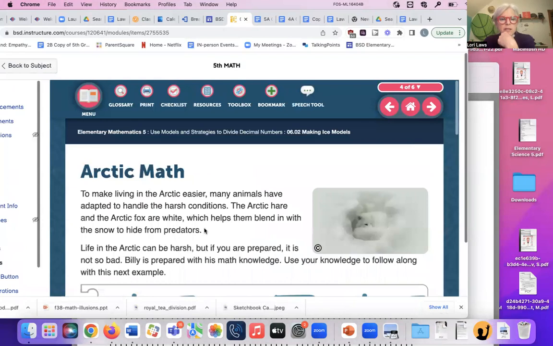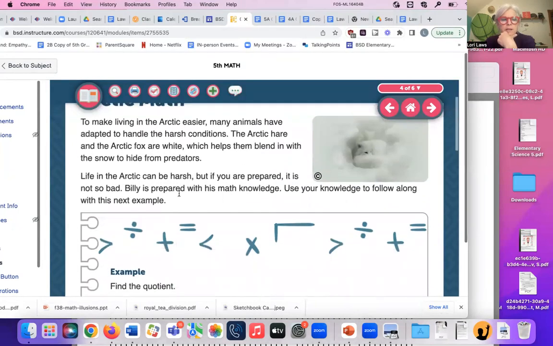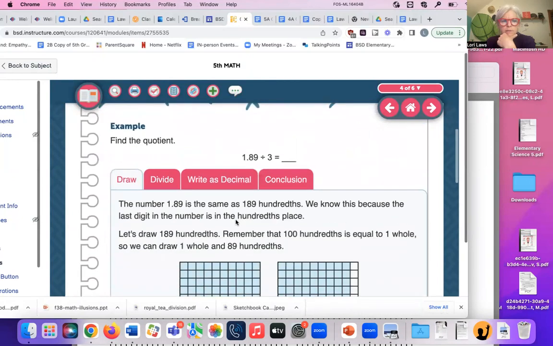To make living in the Arctic easier, many animals have adapted to the harsh conditions. The Arctic hare and the Arctic fox are white, which helps them blend in. Life in the Arctic can be harsh, but if you're prepared, it's not so bad. Billy's prepared with his math knowledge. Use your knowledge to follow along with the next example.